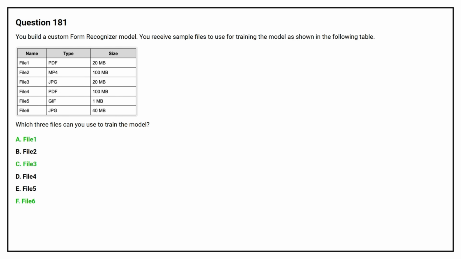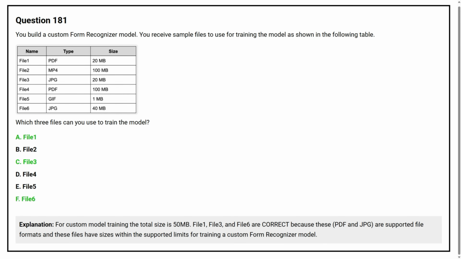Correct answers are option A, file 1. Option C, file 3. Option F, file 6. For custom model training, the total size is 50 MB. File 1, File 3 and File 6 are correct because these PDF and JPG are supported file formats, and these files have sizes within the supported limits for training a custom form recognizer model.